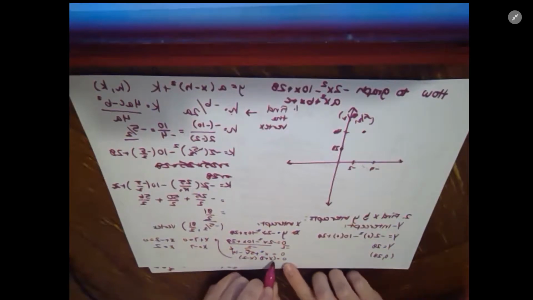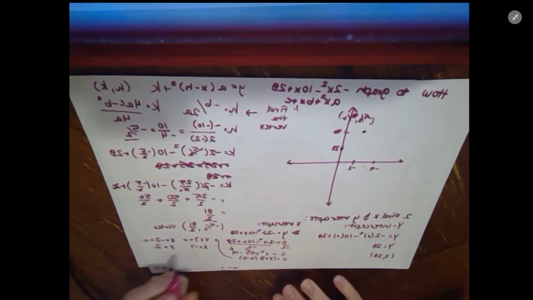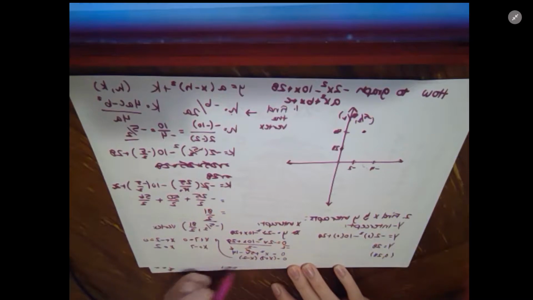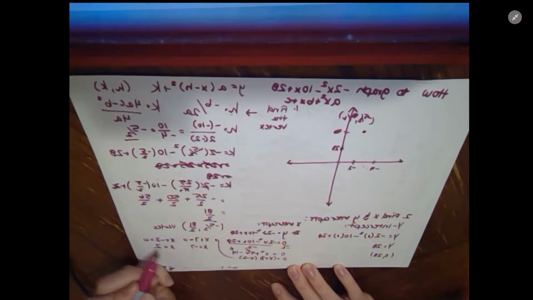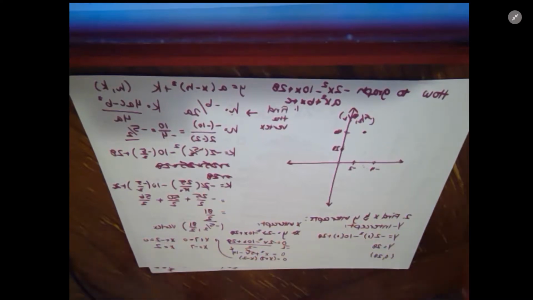So if you FOIL this out, you're going to get x squared plus 5x minus 14. And if you simplify those down, you set each one equal to 0. x plus 7 equals 0, so you get negative 7 equals x. x minus 2 equals 0, so you get x equals 2. So those are your two x-intercepts.